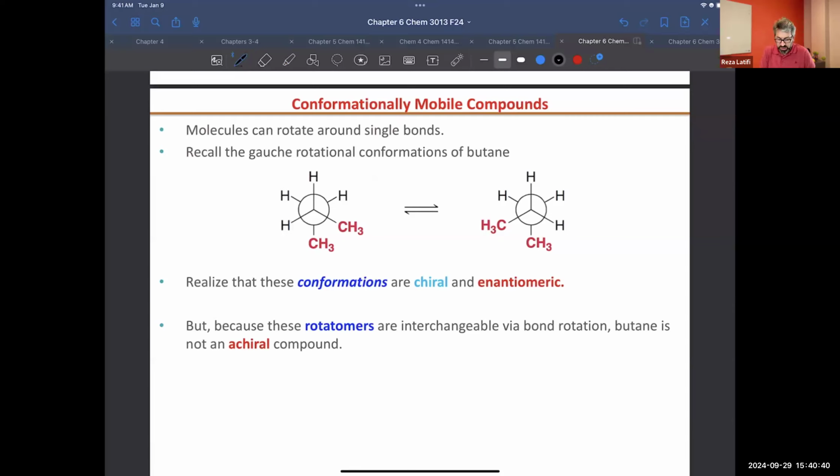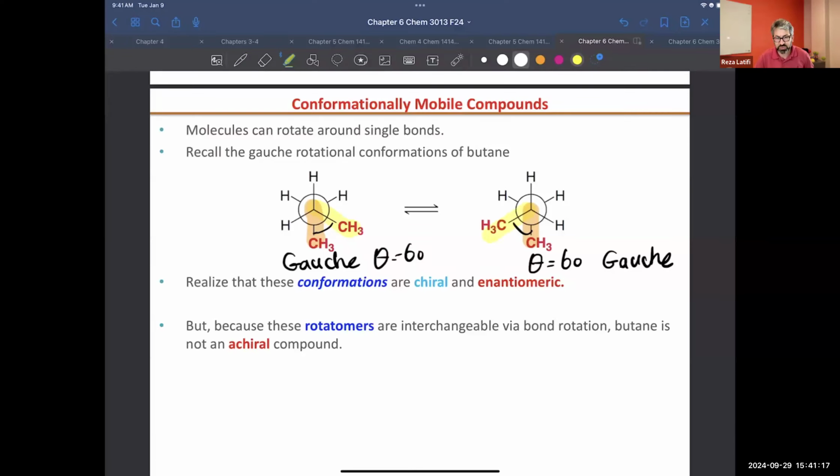We talked about this. We said we have a gauche conformation here, and looking at the methyls, the angle between them is 60, but one of the methyls is on the right side. This time the dihedral angle between them is again 60. I'm going to call it gauche, but the difference is the methyl is now on my left hand. When I say left hand, I'm treating this one as a reference. Hydrogen and methyl used to be on the right side, now they are on the left side.